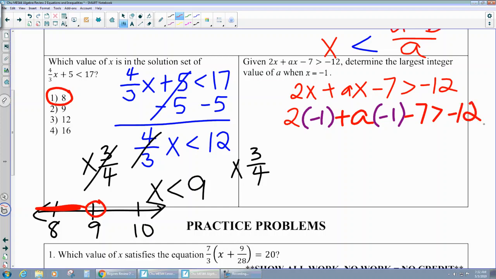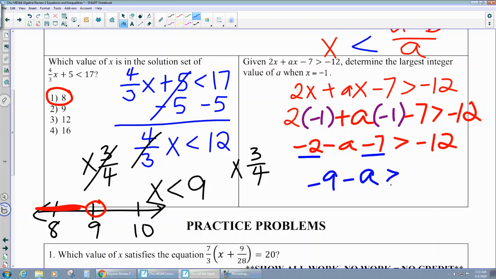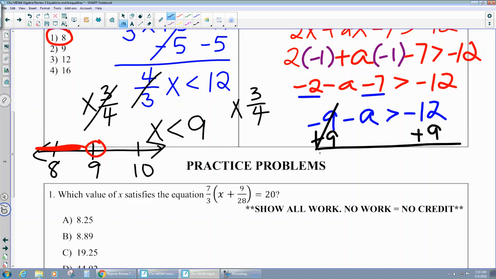And let's do some simplifying. So 2 times negative 1, that's negative 2. A times negative 1, that's negative a. Minus 7 is greater than negative 12. I can now combine like terms. I have negative 2 and negative 7 gives you negative 9. Minus a is greater than negative 12. And we're trying to solve for a, right? That's our only variable left. So let's add 9 to both sides. Okay, so I have negative a is greater than, this is going to give you a negative 3.